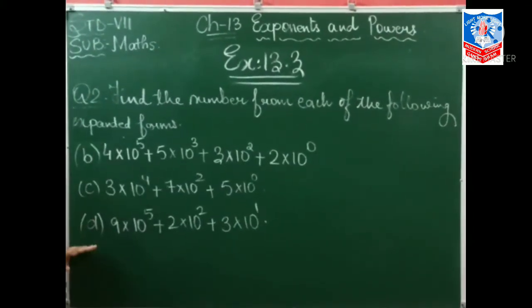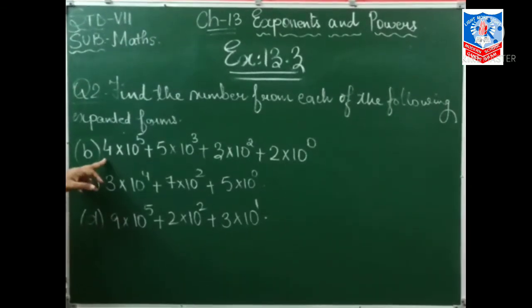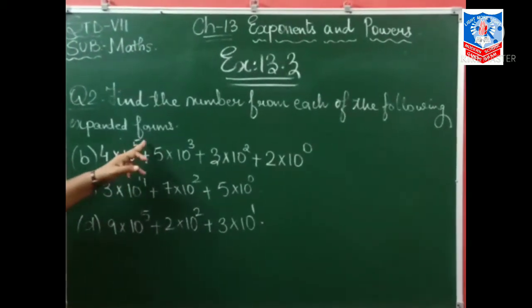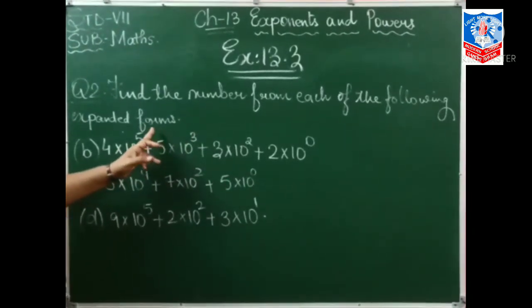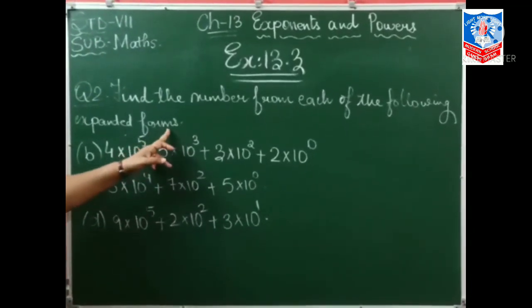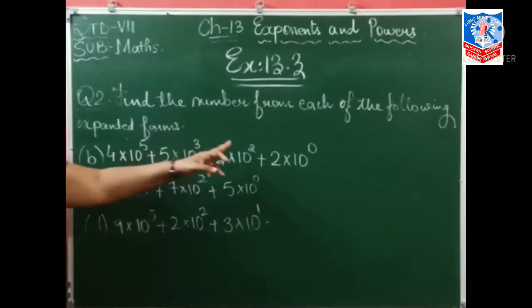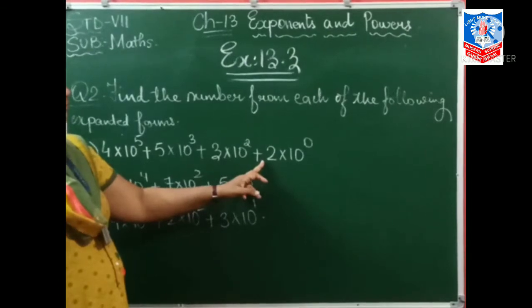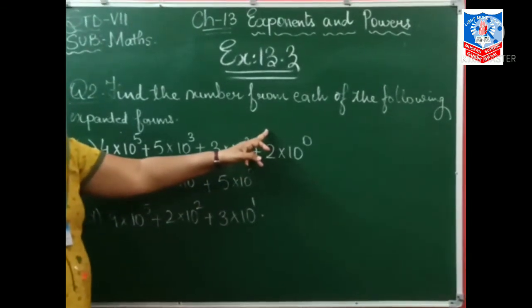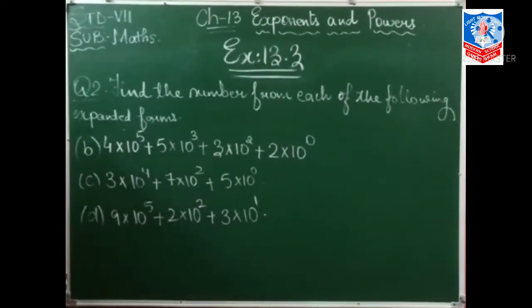Now this is your homework. Now see here, 4 into 10 raised to the power 5. Then it is 3. 4 is not given. That means 0 into 10 raised to the power 4. Here also 2 is given, 1 is not there. So 0 into 10 raised to the power 1 will come. Okay? Understood?